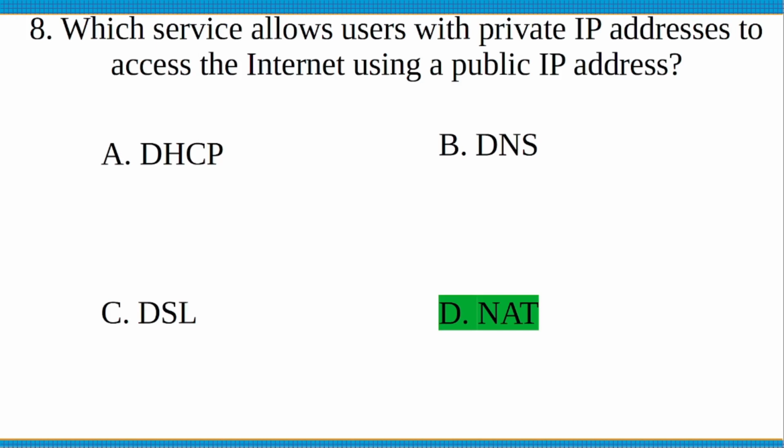NAT. NAT stands for Network Address Translation. It allows users to use a private IP address and still access the internet with a public IP address. NAT is installed on a router and translates the private IP address into a public address for the users to access the internet. DHCP assigns IP configuration information to clients. DNS resolves hostnames to IP addresses. DSL is a type of broadband internet access.